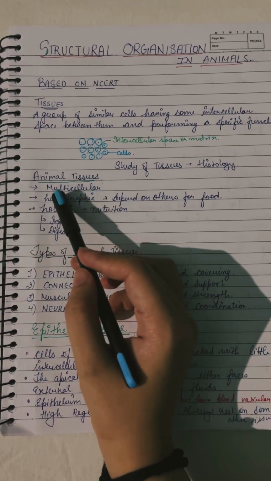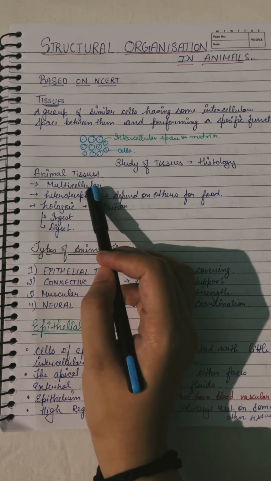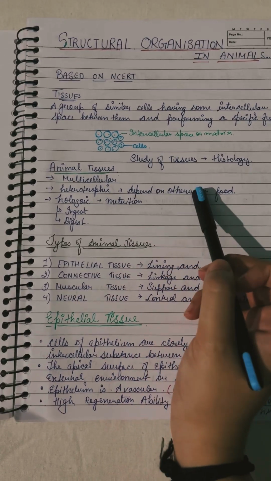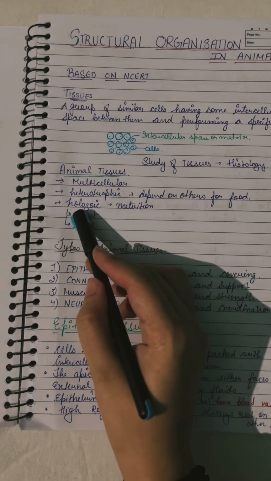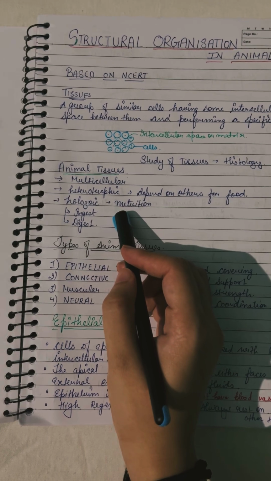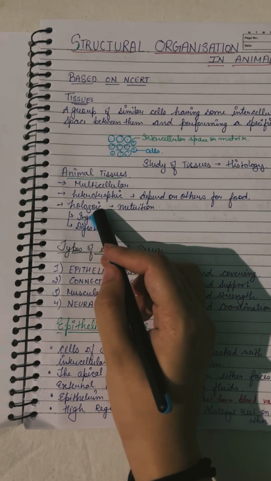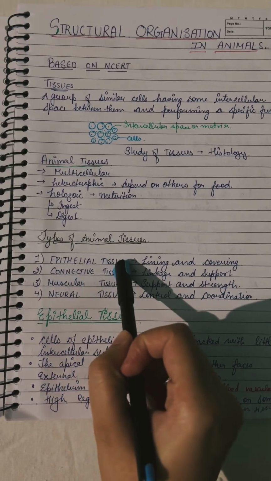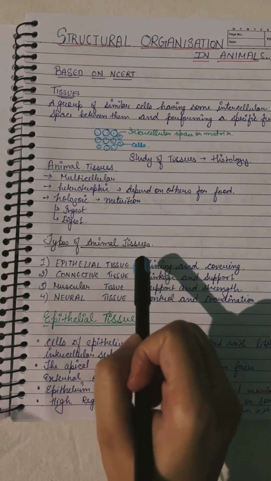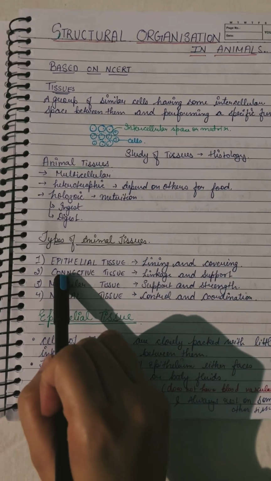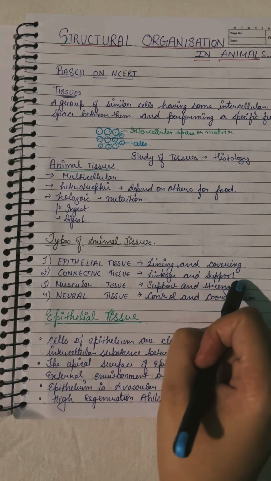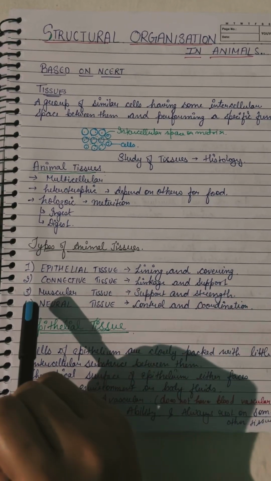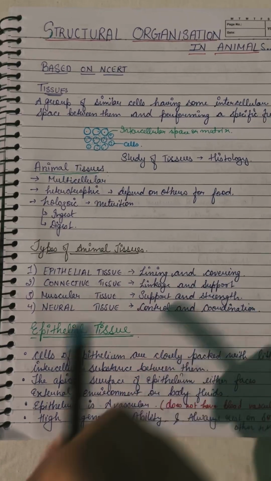They have features like multicellular, heterotrophic, which means they depend on others for their food. So their nutrition is holozoic type, which means they ingest and digest the food. Then come the types of animal tissues. Epithelial tissue for lining and covering, connective tissue for linkage and support, then muscular tissue for support and strength, then neural tissue for control and coordination.